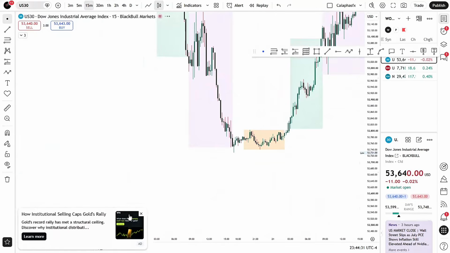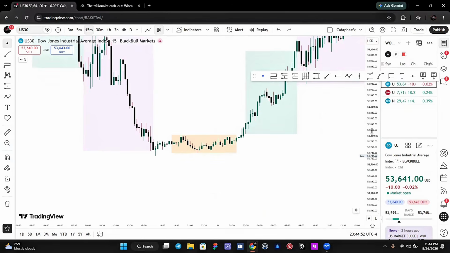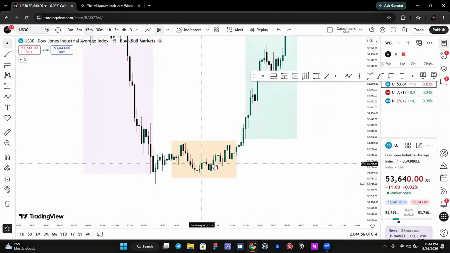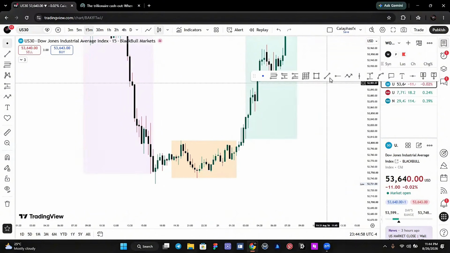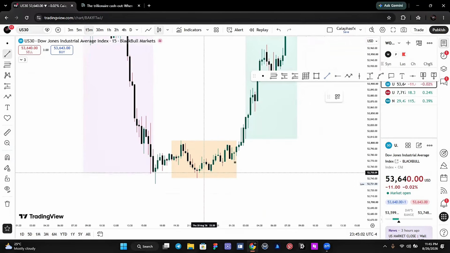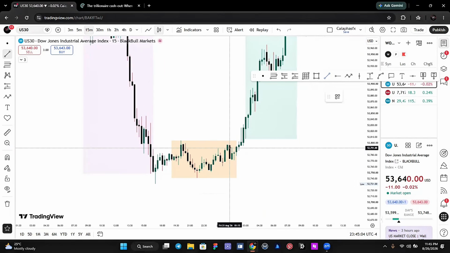So then we have the accumulation, right? And then this was during Asia section, and then price did something like this.